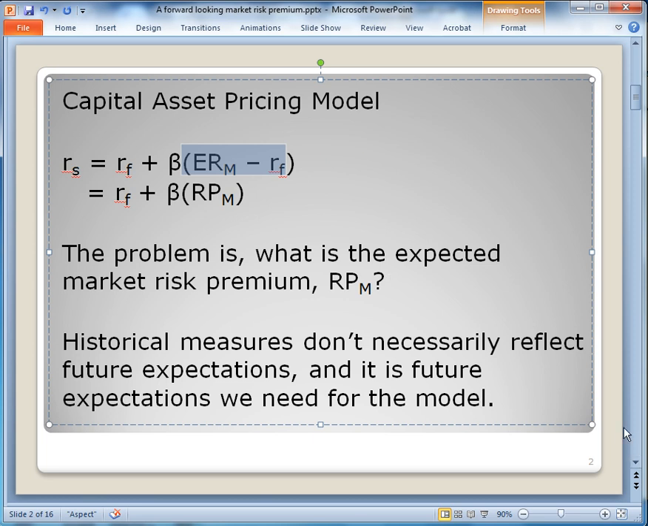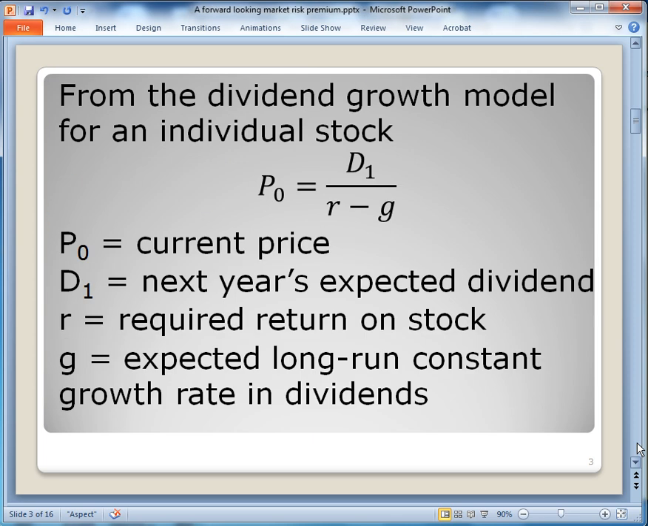And so what we're going to do here is calculate a forward-looking market risk premium to be used in the capital asset pricing model. So a data-driven method to get a number for RPM, the market risk premium that's used in the CAPM. So to start off with, we're going to start with the dividend growth model, and of course this only works for very few stocks, but it's going to turn out it works reasonably well for the market as a whole and for indices.